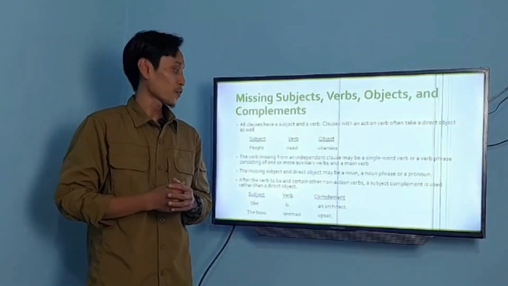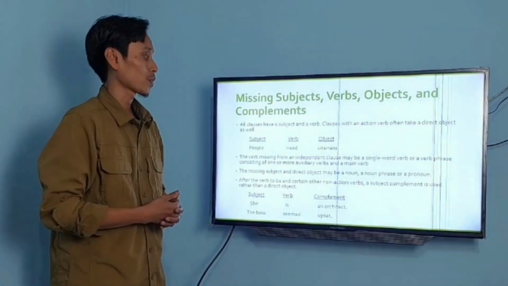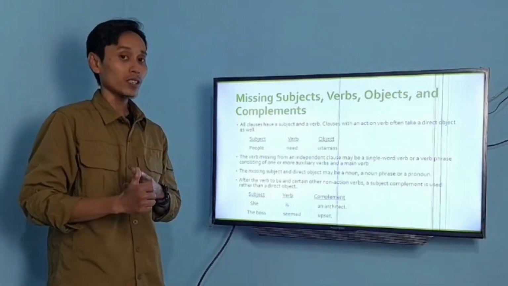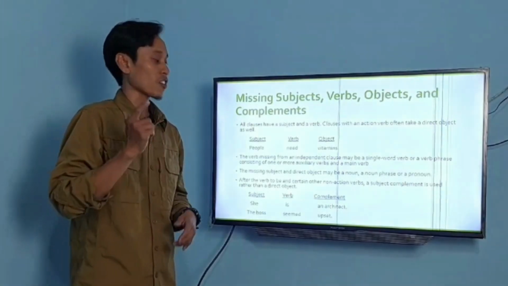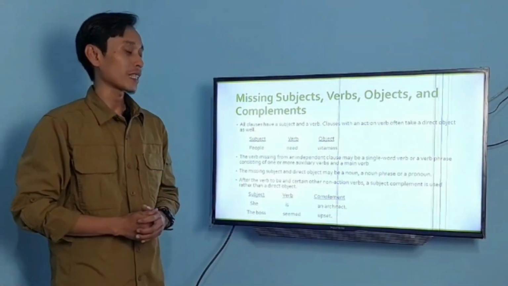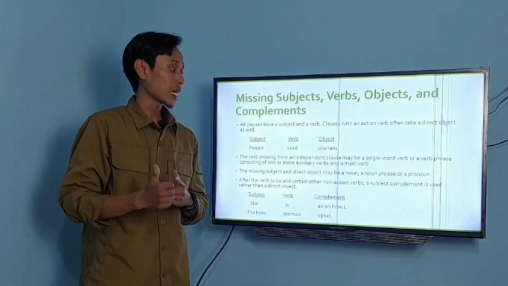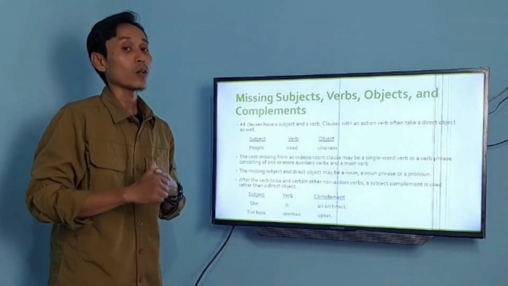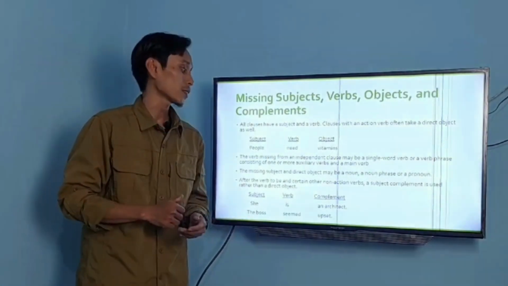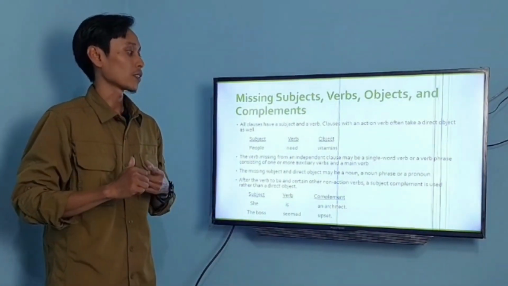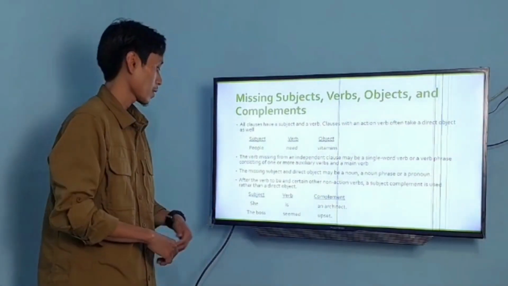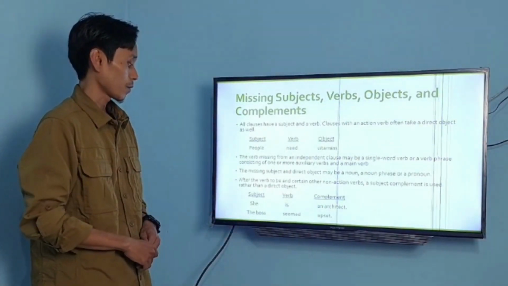The verb missing from an independent clause may be a single word verb or a verb phrase consisting of one or more auxiliary verbs and a main verb. The missing subject and direct object might be a noun phrase or a pronoun. After the verb to be and certain other non-action verbs, a subject complement is used rather than a direct object. Subject, she.